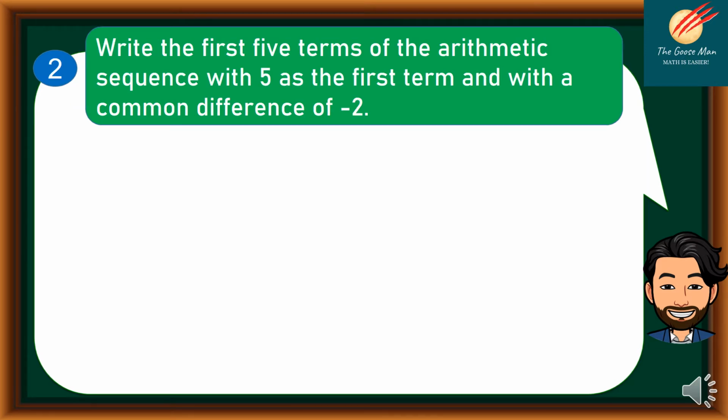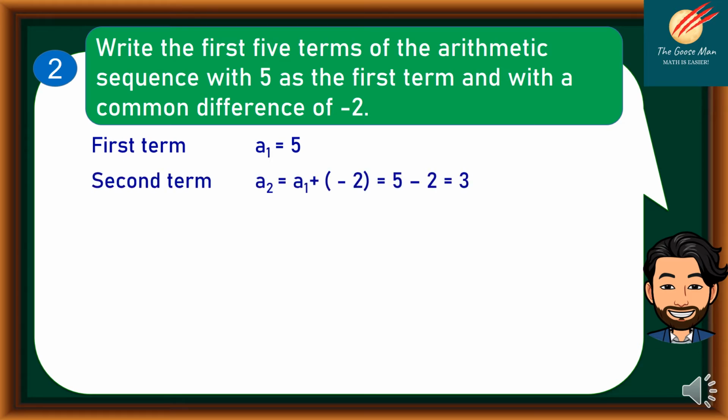Let's move on to problem number 2. Write the first five terms of the arithmetic sequence with 5 as the first term and with a common difference of -2. So recall that the first term, a sub 1, is equal to 5, while the second term, a sub 2, is equal to the first term plus -2, which is the same as 3.